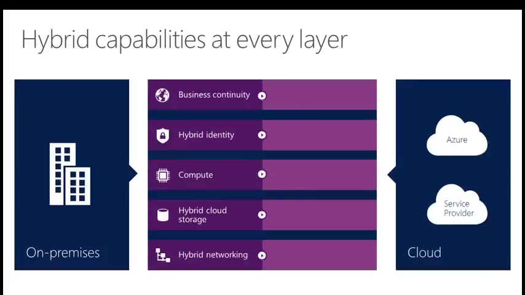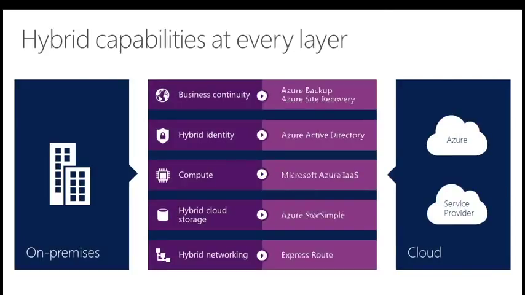So we have on-premise business continuity, we have our Azure backup and site recovery, we have on-prem AD, we have Azure AD, we have Hyper-V, Windows System Center virtualization on-prem, we have Azure IaaS in the cloud. We have on-prem traditional storage, and we have Azure StorSimple. We've got on-prem hybrid networking, and then we've got ExpressRoute to expose that out to the cloud. So whatever you're doing, it's very easy for you to move between these two different worlds as and when you feel comfortable doing.